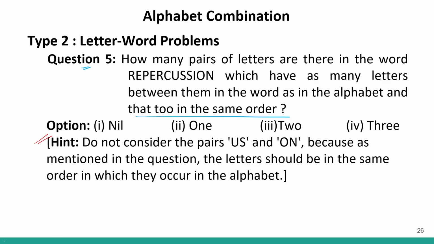A hint is given to us. Do not consider the pair us and on, because as mentioned in the question, the letters should be in the same order in which they occur in the alphabet. Until now we were calculating both from front and back. But in this particular question, it is mentioned that we have to check for the same order only.